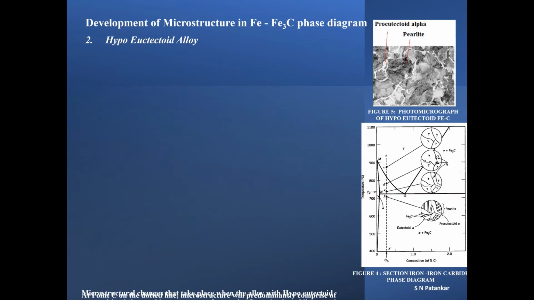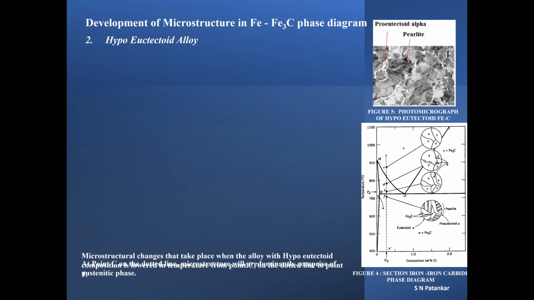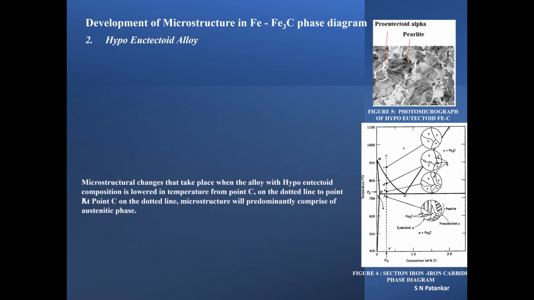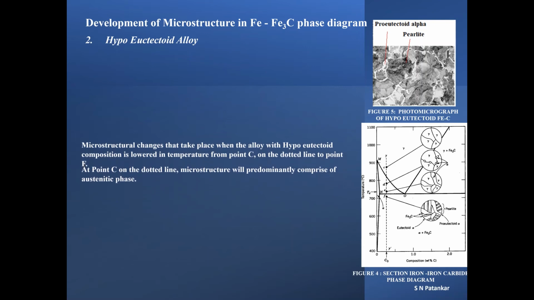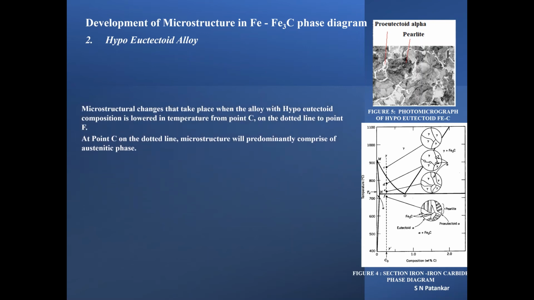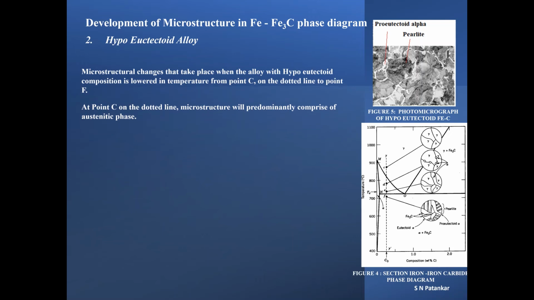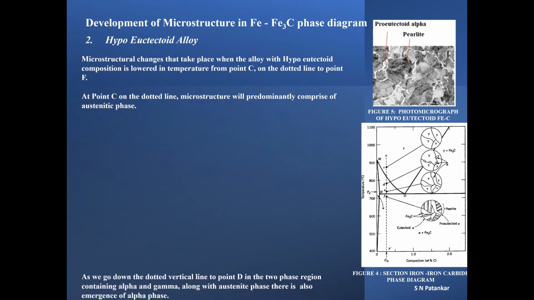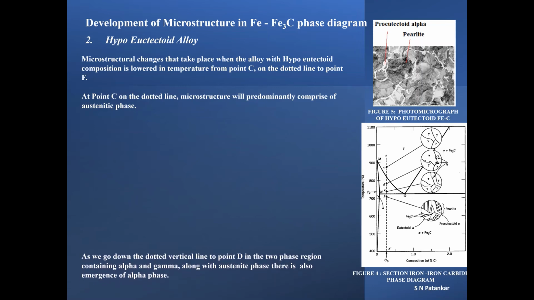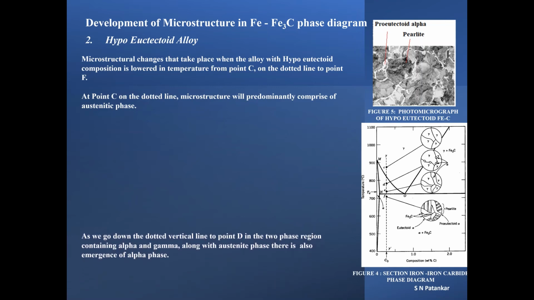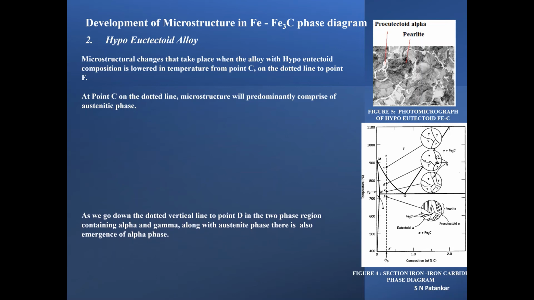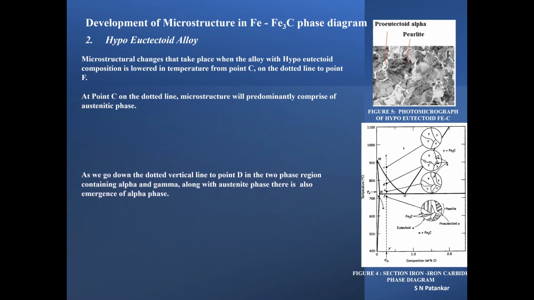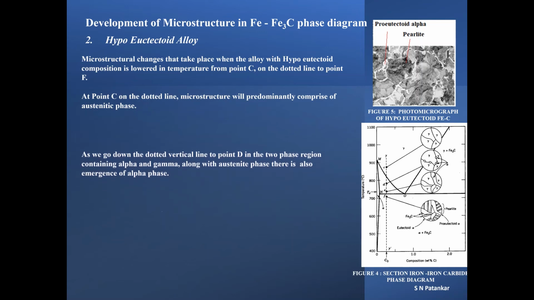We now consider the composition of the iron-carbon alloy to the left of the eutectoid, containing between 0.022 and 0.76% carbon. This is termed a hypoeutectoid alloy. Please pay attention to the vertical dotted line in figure 4 to understand the microstructural changes that take place when the alloy with hypoeutectoid composition is lowered in temperature as we move from point C to point F on the vertical dotted line.